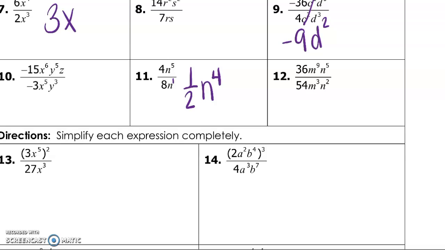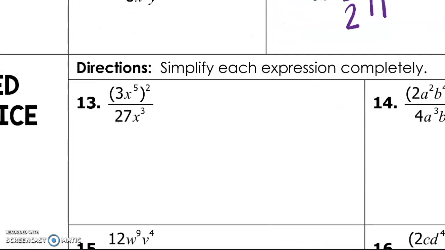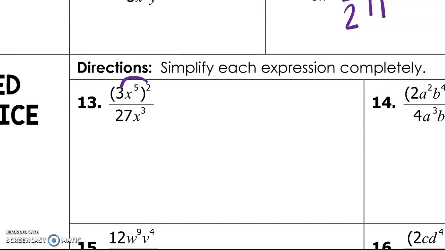So the rest of the video is going to have everything combined. So you are going to have to remember what to do when you add, subtract, multiply, divide, and have an exponent to an exponent. So when we look at 13, the first thing we need to do is get rid of our parentheses. And we do that by doing 3 squared, which is 9, and we multiply our exponents. So 9x to the 10th over 27x to the 3rd.